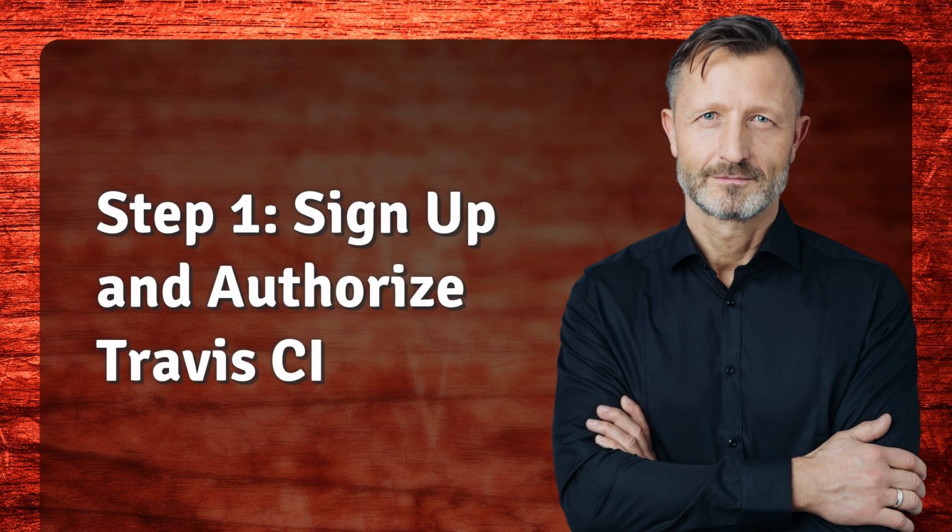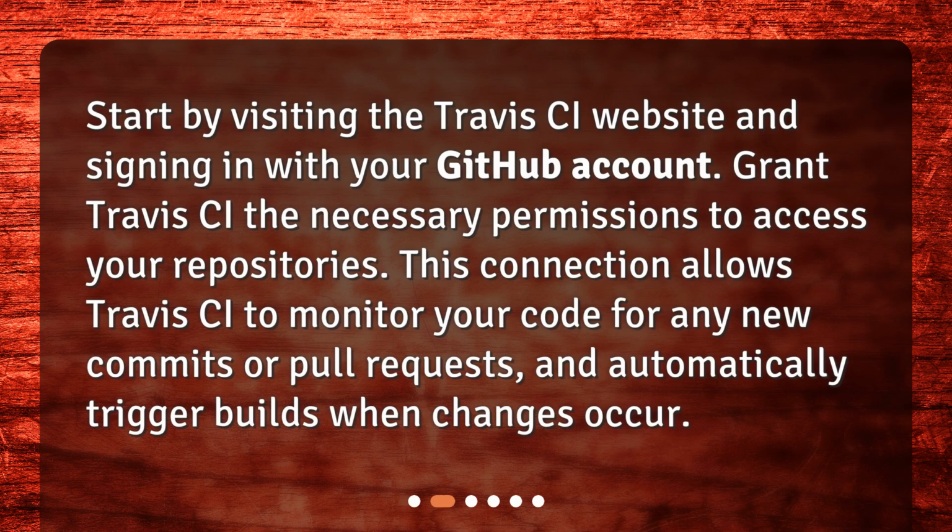Step 1. Sign up and authorize Travis CI. Start by visiting the Travis CI website and signing in with your GitHub account. Grant Travis CI the necessary permissions to access your repositories. This connection allows Travis CI to monitor your code for any new commits or pull requests, and automatically trigger builds when changes occur.